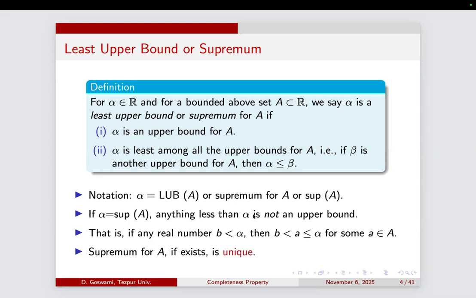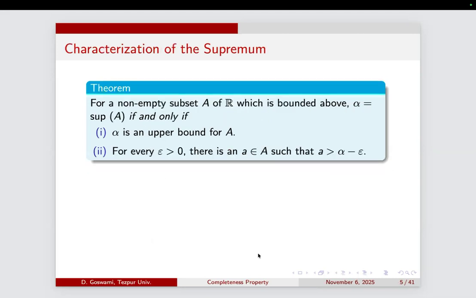And anything less than alpha, the supremum, is not an upper bound. That's by definition. That means if B is strictly less than alpha, then we must have an element of A that is strictly greater than B, and less than or equal to alpha. And one can easily show that if supremum exists, it is unique. Characterization of the supremum, this is very useful. We have already seen that anything less than the supremum is no longer an upper bound. So if alpha is the supremum, then anyway it's an upper bound.